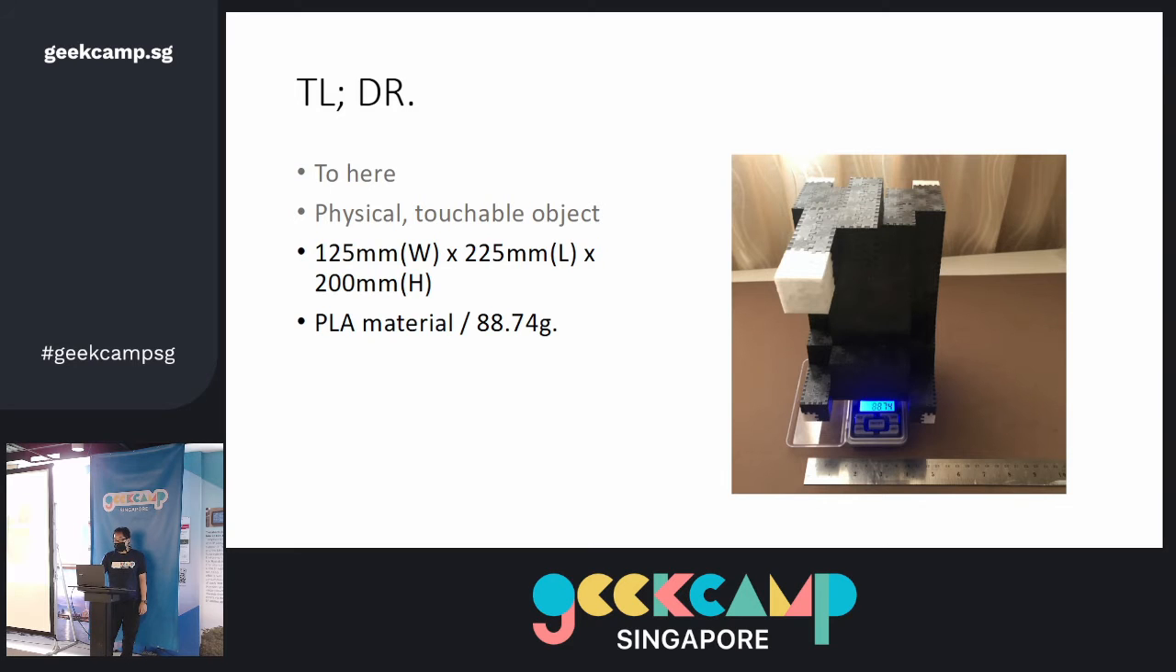Basic dimensions: it's 125 by 255 millimeters by 200, and it weighs about 88.74 grams. What that means is that on a standard wheel of PLA material, if you know about 3D printers, you can make about 10 of these.